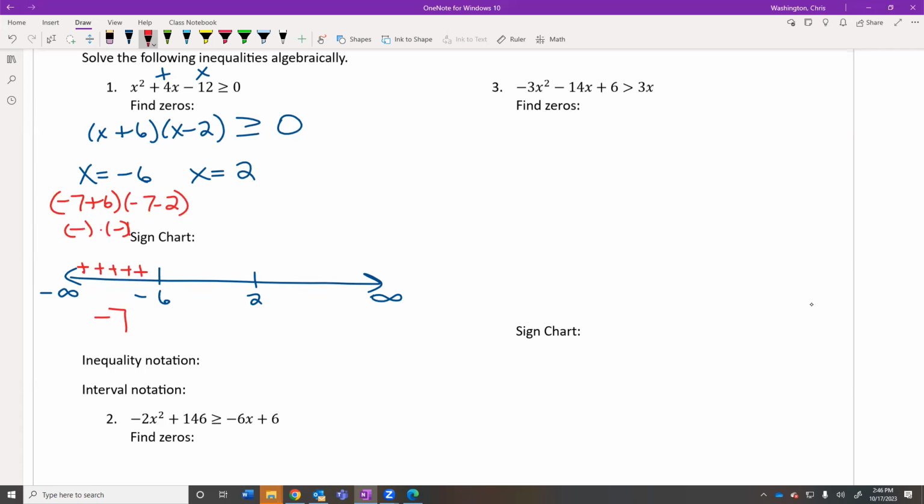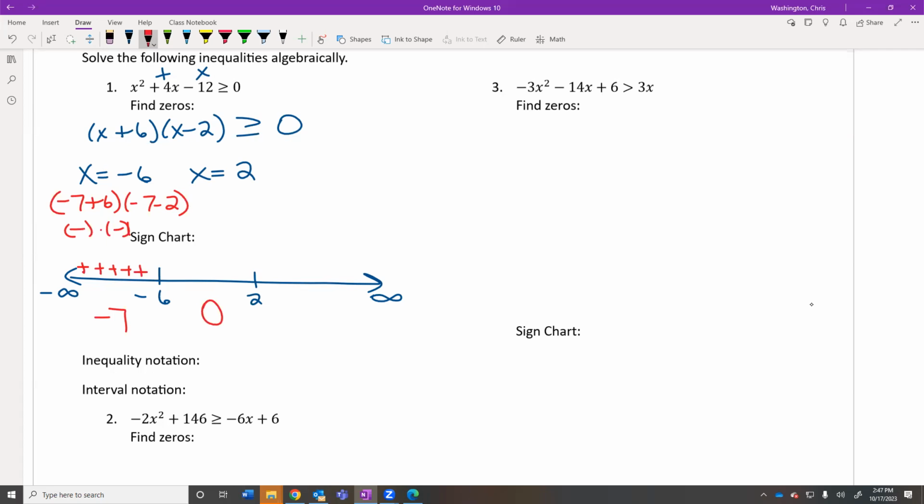And that's why we call these sign charts, because we are labeling the signs that the function is going to equal on this number line. So between negative infinity and negative 6, every single y value is going to be a positive number. What about between negative 6 and 2? Pick any number you wish, as long as it's between those two numbers.